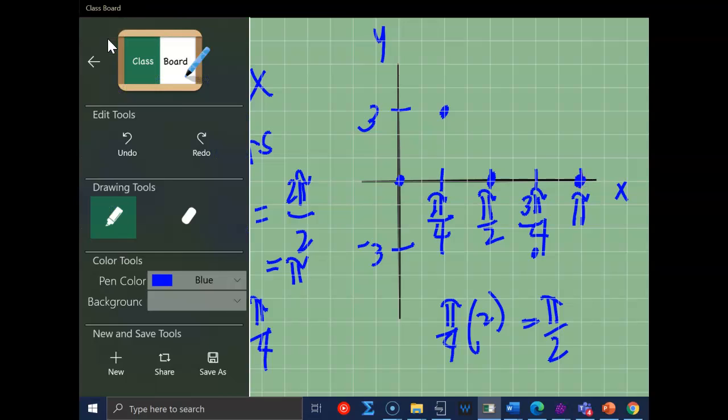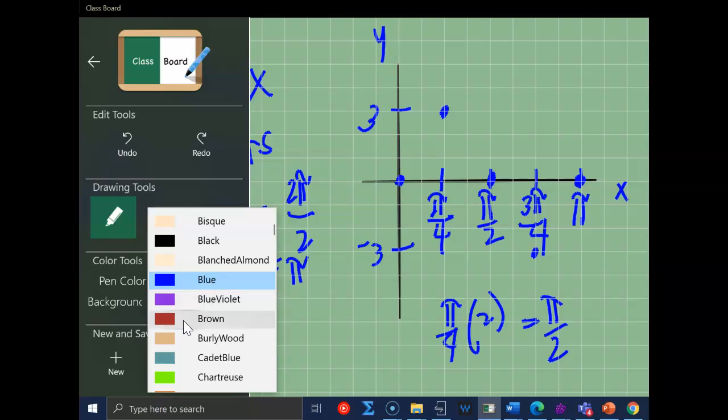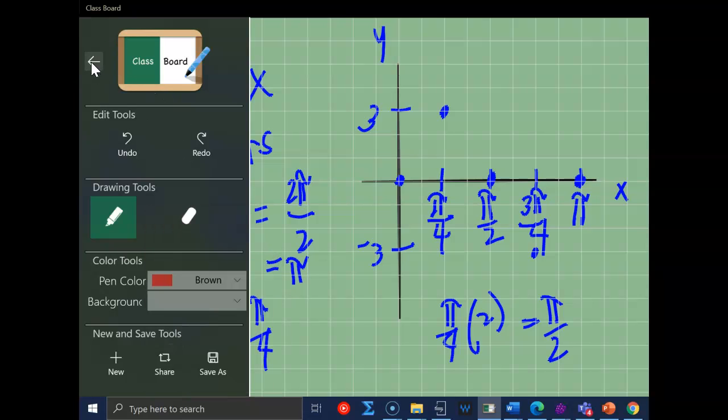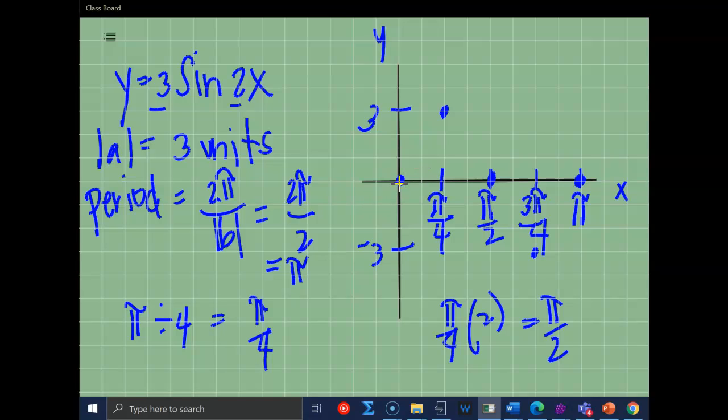So let us connect these points. Okay, so we start with 0, 0, connecting it to the next point, down to the midline, then to the trough, then back to the midline. This is the graph of y is equal to 3 sine 2x. And this is showing you just one cycle. This is one period of this graph.